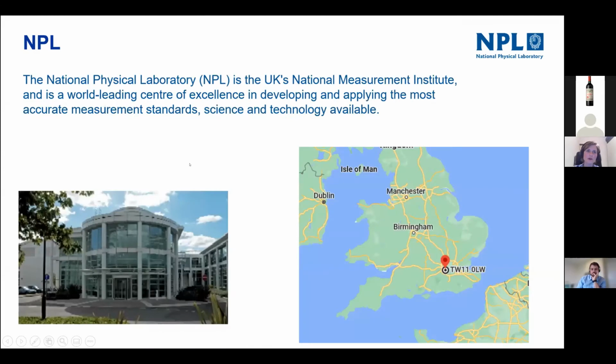So where I work, at NPL, which is the National Measurement Institute for the UK. We maintain the base units, we disseminate the scale, but on top of it, we try to be the center for technology and science as well. And we are based in the suburbs of London.